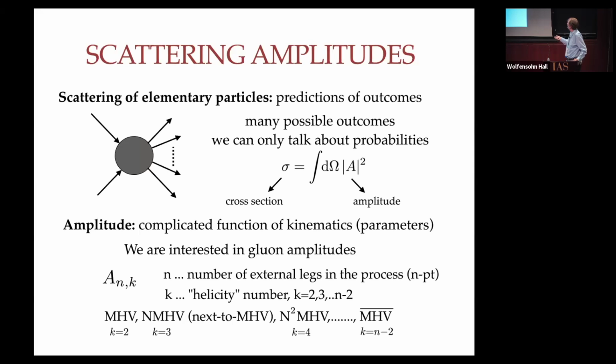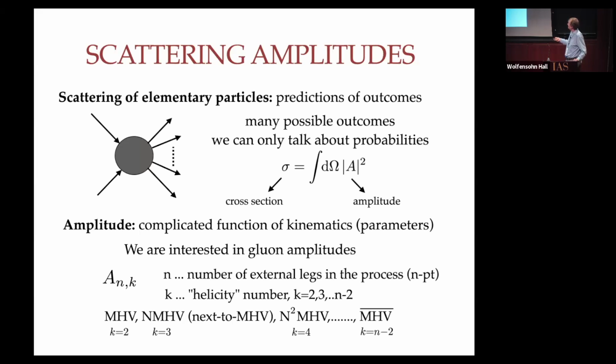This is in general a complicated function of kinematics of many parameters. It's something we expand in perturbation theory. We get some expansion. In this case, we are interested only in gluon amplitudes in one particular theory, called planar, or not necessarily planar in this talk, but N=4 super Yang-Mills.